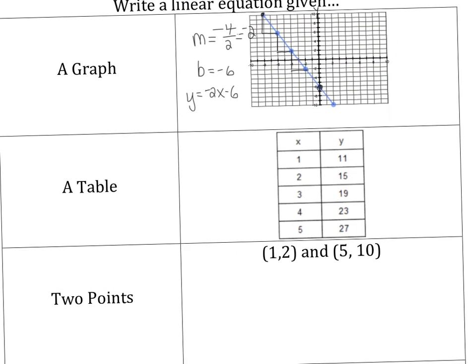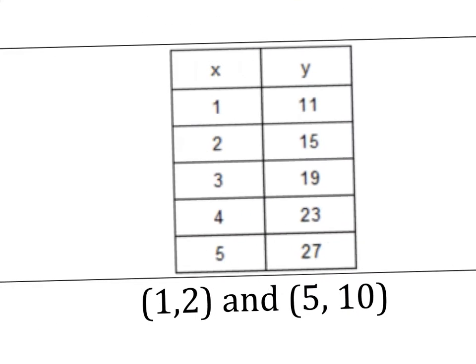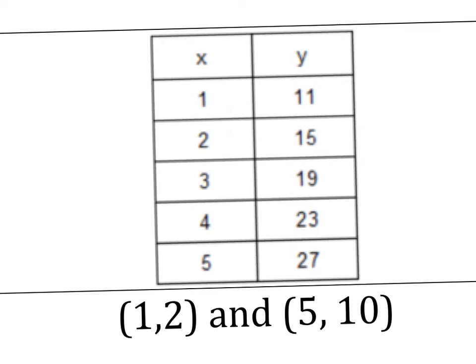Okay, let's go on to the table. Every time you're given a table, you're looking for the pattern in the table, right? So let's figure out the pattern here. This one's going up by 1, this one's going up by 4. So M equals 4 over 1, which equals 4.